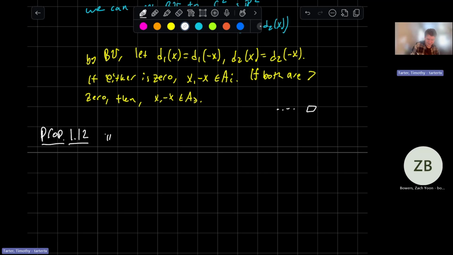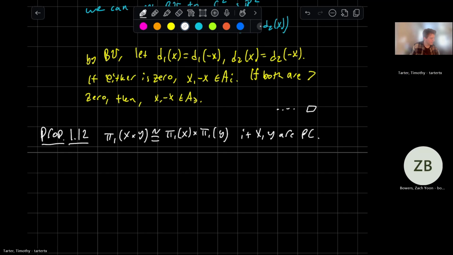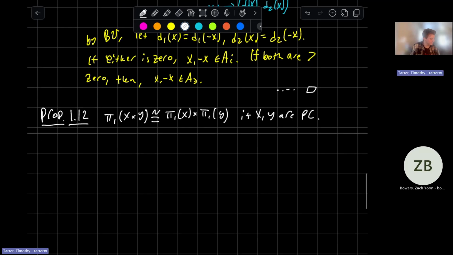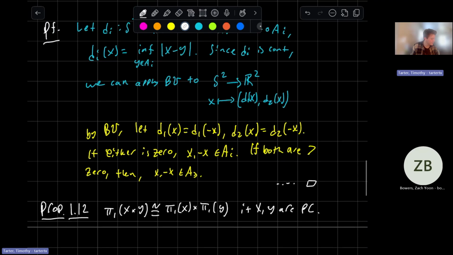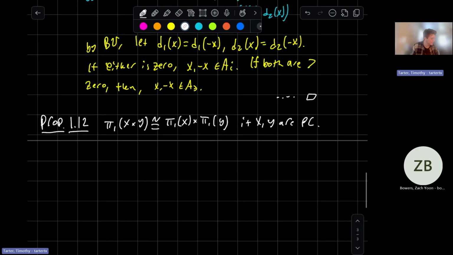Okay. So pi 1 of X product Y is isomorphic to pi 1 of X product pi 1 of Y if X and Y are path connected. Dude, if this somehow wraps back around to antipodal points, I will be amazed. It doesn't. The proof doesn't.